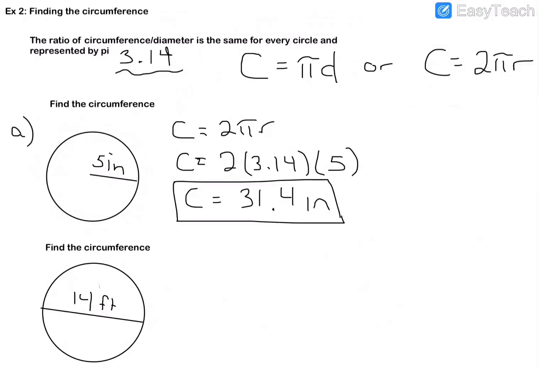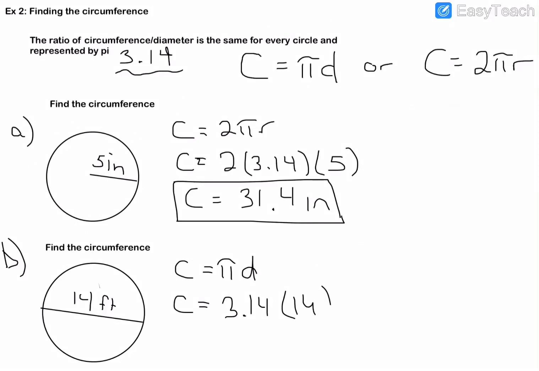Okay? So for B, find the circumference. Here they give me the diameter, so I'm going to use the C equals pi times diameter formula. C equals 3.14 times 14. Put it in my calculator, 3.14 times 14, and I get 43.96 feet.